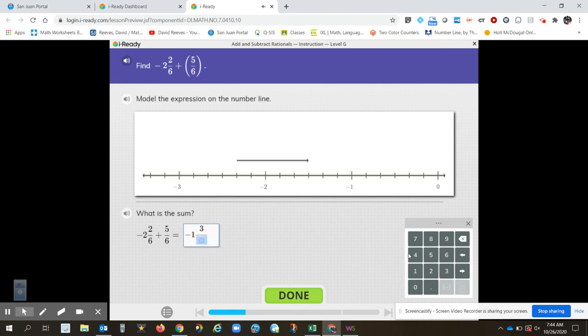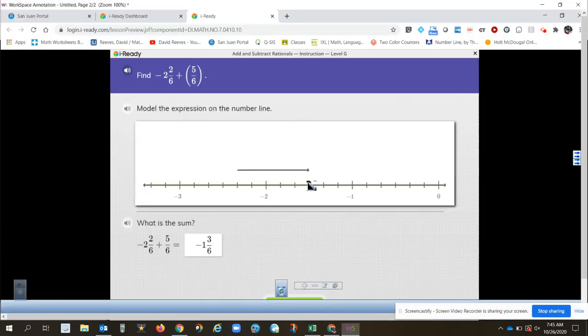3/6. Now again, if the instruction said simplify, that would be 1/2, right? Do you see right here, this is at the halfway point. Here's -2, here's -1. So this right here is -1 and 1/2. It's also -1 and 3/6. It's both of those at the same time.